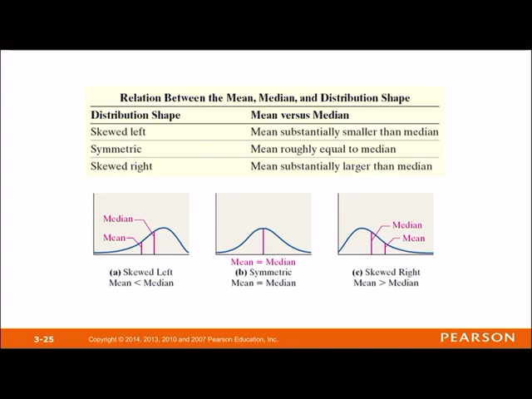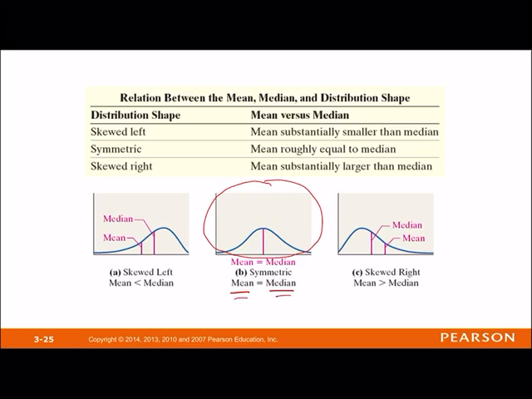Okay, so the relationship between the mean, median, and the distribution shape. We can have something that's called skewed left, we can have something that's symmetric, and we can have something that's skewed right. Symmetric is the easiest one, and that's the one here in the center. When you have data that's symmetric, your mean is going to be equal to your median. And then skewed left and skewed right.